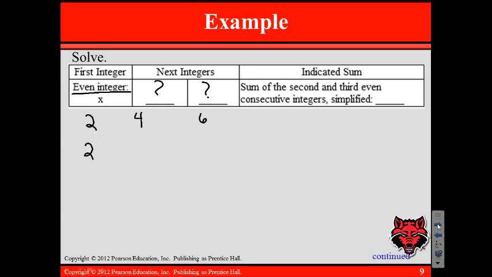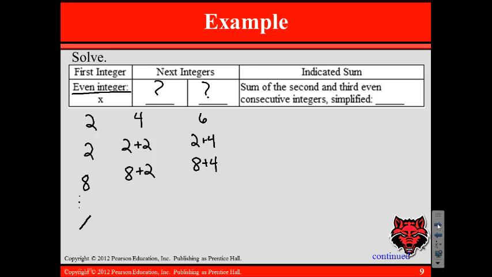If we started with 2, 4 is 2 plus 2, and 6 is 2 plus 4. Let's try to make this pattern work for a different set of even numbers. What if we started with 8? The next even number would be 10, or we could say 8 plus 2, couldn't we? After 10 would be 12. We could write that as 8 plus 4. And we could continue this pattern forever.